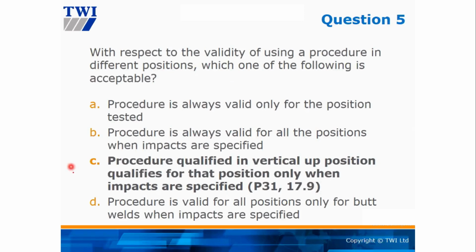So here, the best answer goes to C because it says procedure qualified vertical up, qualified for that position only when impact are specified. The answer A is wrong because it's not a complete statement. It says procedure is always valid only for the position test. It's wrong. Basically, if there is no impact, all position can. Okay? B also wrong. Procedure is always valid for all position. That's wrong. If there is no impact, cannot be. All right? If there is involved with impact, cannot be all position. Yeah?